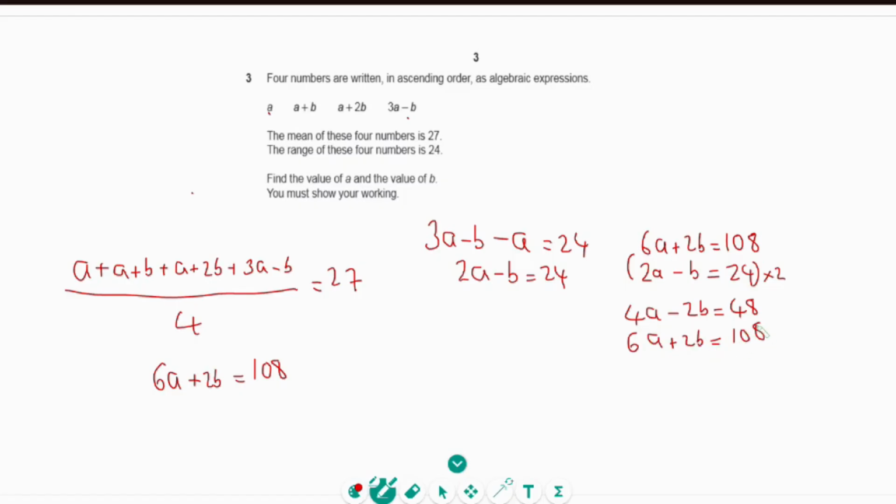The b's are the same, 2b and 2b, so I'm going to solve these simultaneous equations by elimination, and I need to add the equations together. 4a add 6a is 10a, minus 2b plus 2b disappears. 48 add 108 is 156. Divide both sides by 10, gives you a is 15.6.